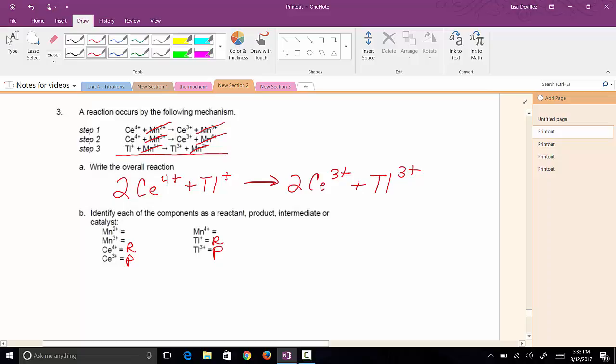So now let's look at the different manganese ions here. Let me erase my little marks so we can look at them again. All right, the Mn2+ shows up here as a reactant and then as a product. That is a catalyst. The Mn3+ shows up as a product and then gets consumed. The Mn4+ shows up as a product and then gets consumed. So those are intermediates.